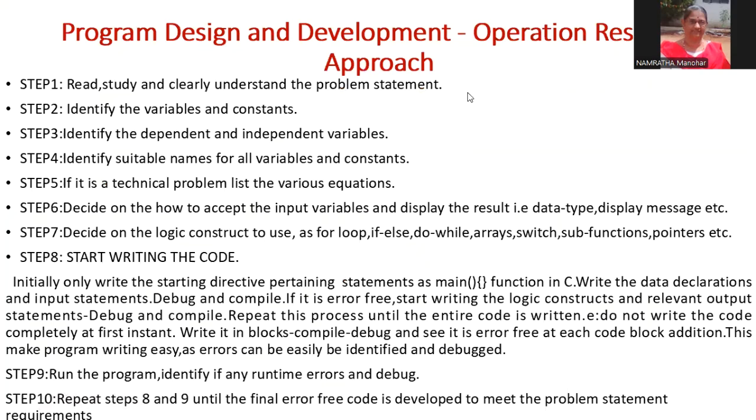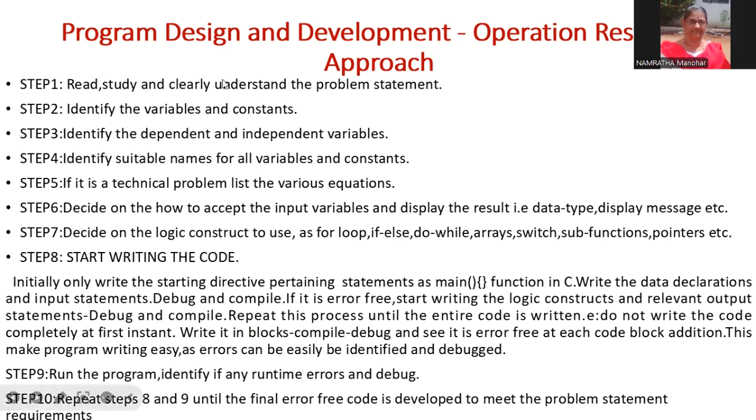Now, here I have presented the programming design and development as an operations research approach. That is how you should write a program. You may know and you are learning all the concepts, but you should have a systematic method of writing a program. So the steps are, first you read, study and clearly understand the problem statement. So what is the problem? For what do they want you to write the program? Say in the previous example I have given, write a program to find the area and circumference of a circle. So first you should read the question and understand what they are asking.